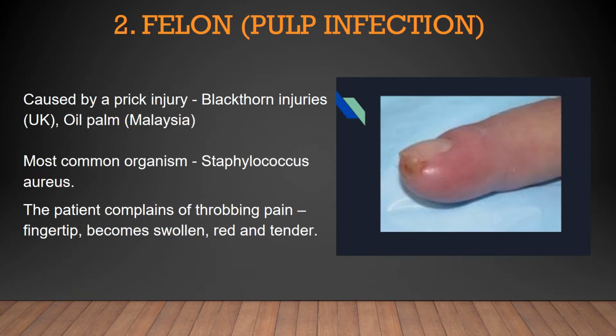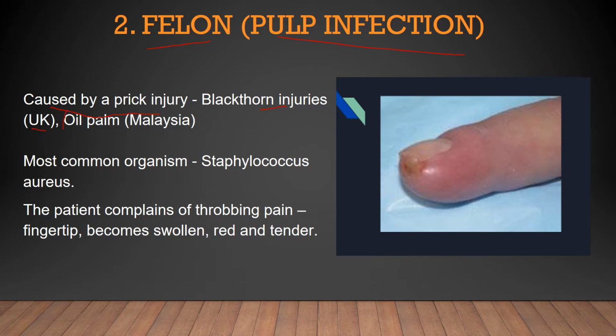Now coming to the second infection, and that is felon, also known as pulp infection. That is caused by a prick injury. In the UK it is caused by a plant known as the blackthorn plant, and people staying in the UK would get pricked by this blackthorn plant. That's how the term blackthorn injuries came about, which happens in the UK.